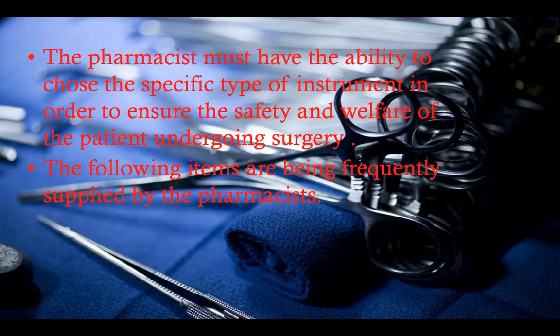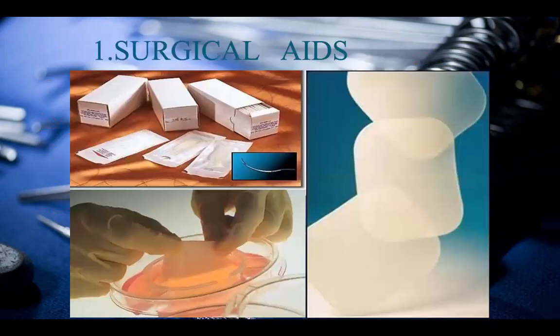The following items are frequently supplied by the pharmacist. These are the surgical things which we are going to learn. They come under the domain of pharmacists; in a hospital pharmacy, they have to do these things. These are known as surgical aids. You can see in this picture various types of surgical aids to be supplied: surgical needles, surgical sutures, gauze cloth. These have to be supplied by a pharmacy.